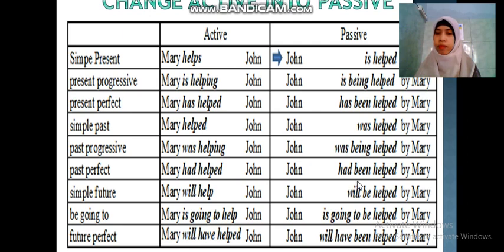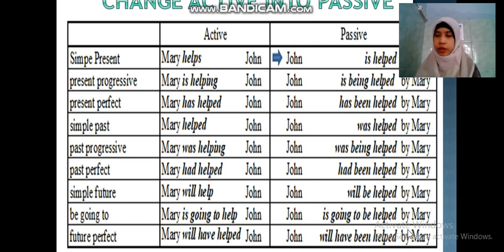It becomes "been": had been helped by Mary. Then "will help" changes to "will", because "help" is verb one, be in verb one: will be helped by Mary. And for "is going to help", it will be "is going to be helped by Mary". And the last, "will have helped", you have to change to "will have been helped by Mary".